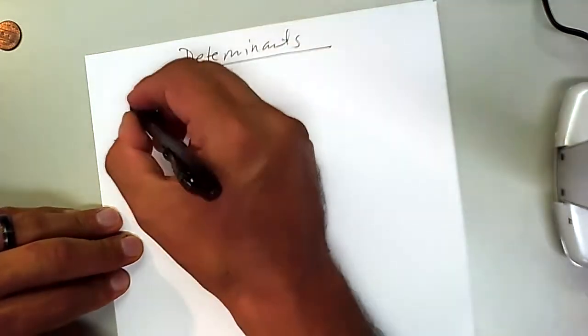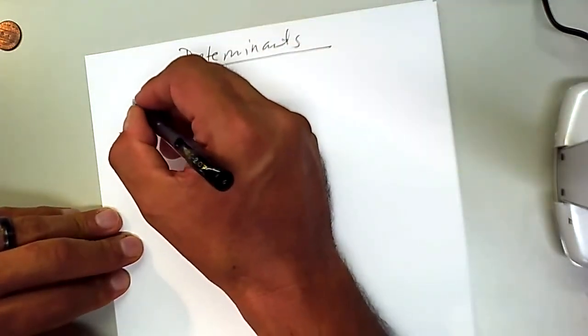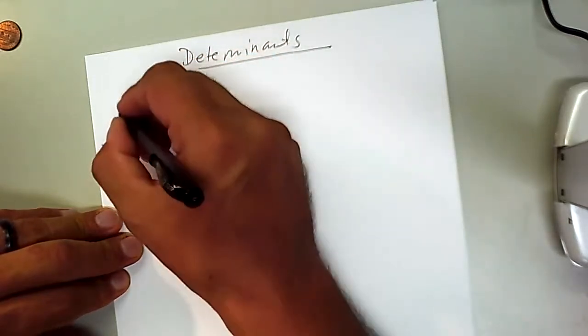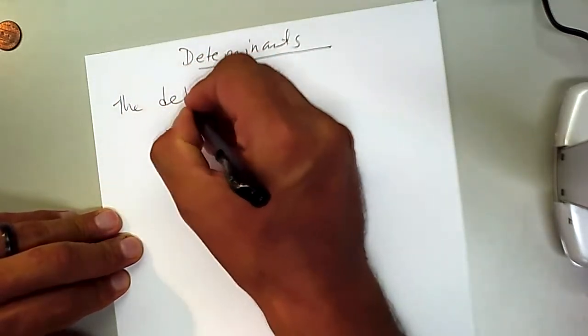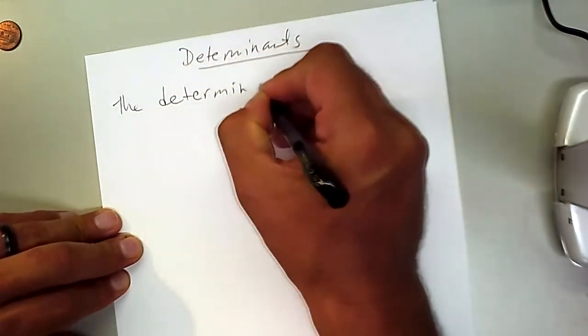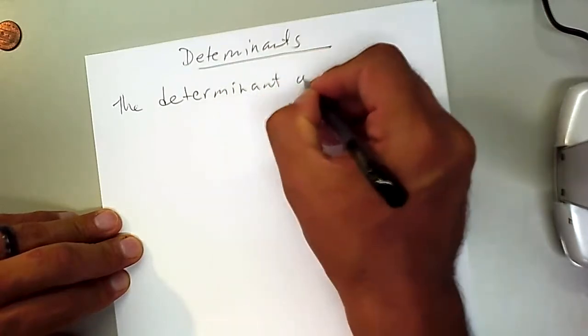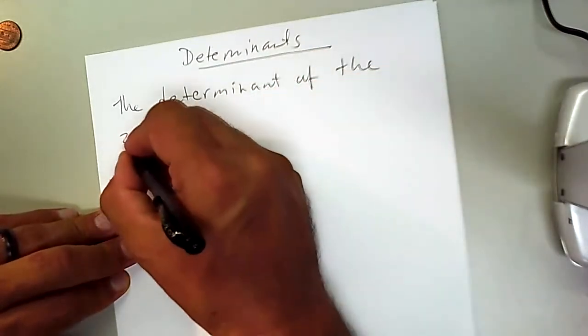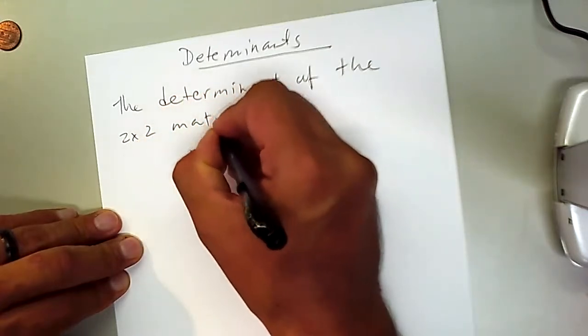The determinant of a 2 by 2 matrix is denoted. Okay, so the determinant of the 2 by 2 matrix.